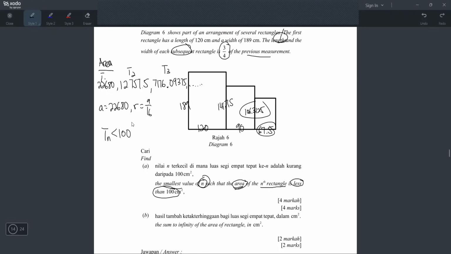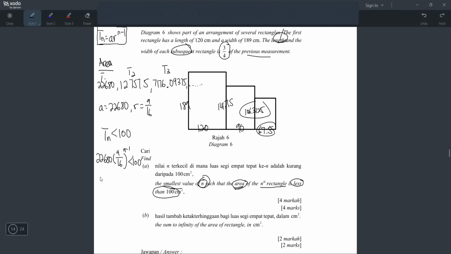So now you will use the Tn formula for geometric progression. Do you know the formula? What is the formula? ar to the power n minus 1. This is the formula we use. So my n I don't know, but my a is 22680, so I can put it in there, times r, which is 9/16, to the power n minus 1. The n I don't know, right? I want to find it, so just write n minus 1, less than 100. Now we just simplify this.